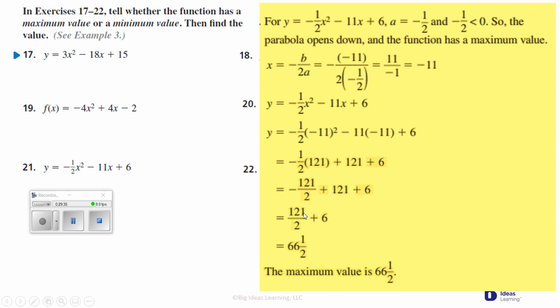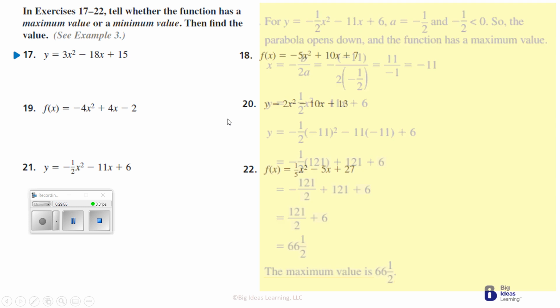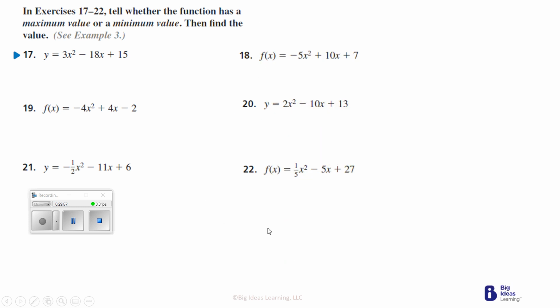And when I add this to 6, I remember that 121 divided by 2 is really, let's see, 60, right? Because 120 divided by 2 is 60. 60 and 1/2. So when I add 60 to 6, I'm going to get 66 and 1/2. So the maximum value is 66 and 1/2. All right, you have 18, 20, and 22 to do. I'm moving on.